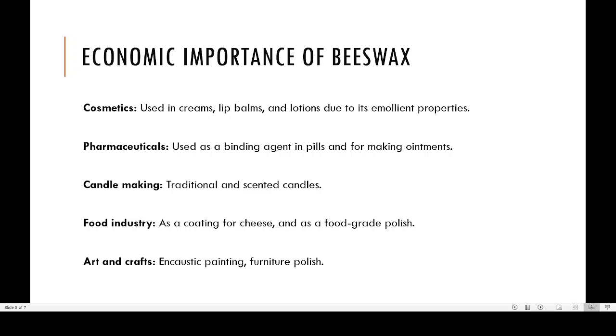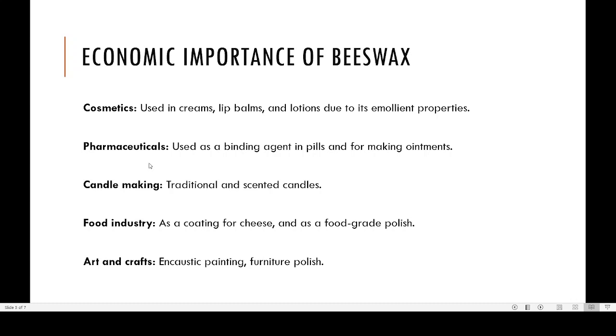So what is the economic importance of beeswax? Here you can see that beeswax is used for a lot of purposes, like cosmetics, used in creams, lip balms, lotions, etc., due to its emollient property. Emollient means a very smoothing property. Let me check the correct meaning of emollient. An emollient is a substance that soothes and softens the skin, just like a moisturizer. Skin softening creams are known as emollient creams.